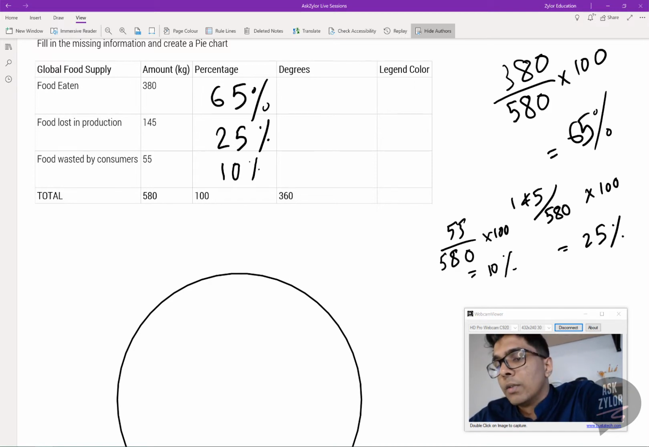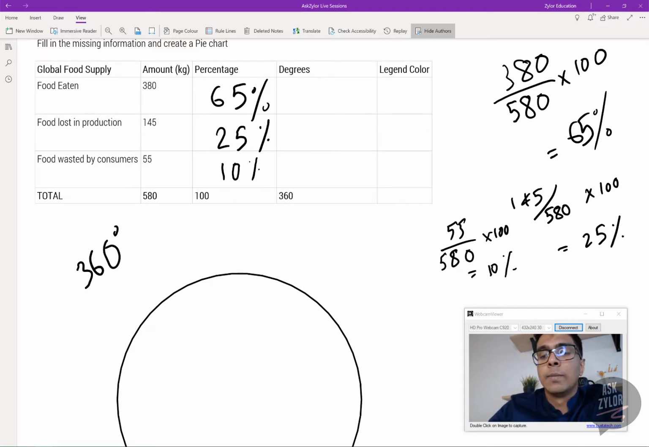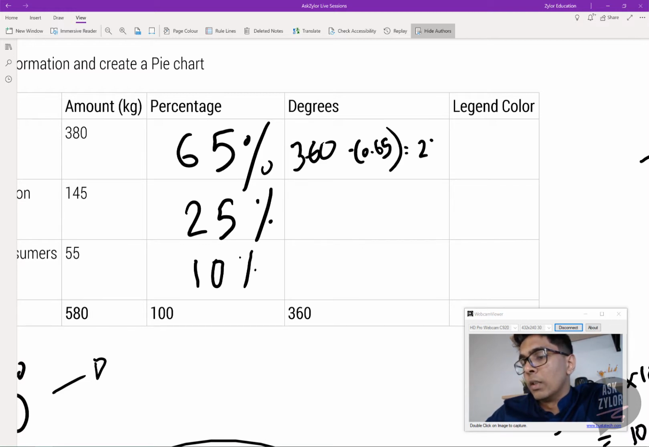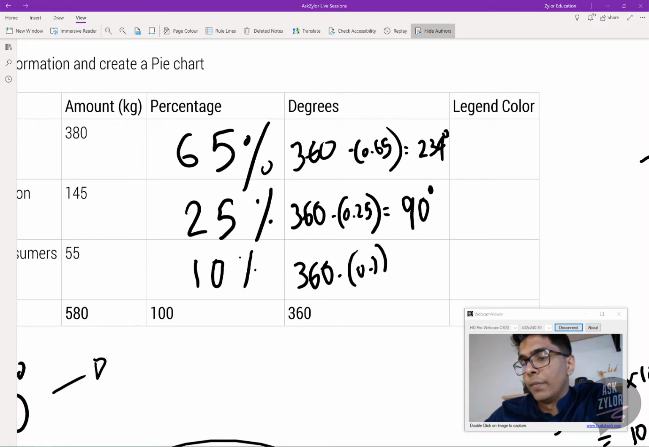Next thing I should be doing is converting them into degrees. So I know a full circle is 360 degrees. So I need to find 65% of 360 degrees, right? So all I'm going to do is 360 times 0.65, which gives me 234 degrees. Do the same for all of them. So 360 times 0.25 gives me 90 degrees, and 360 times 0.1 gives me 36 degrees.